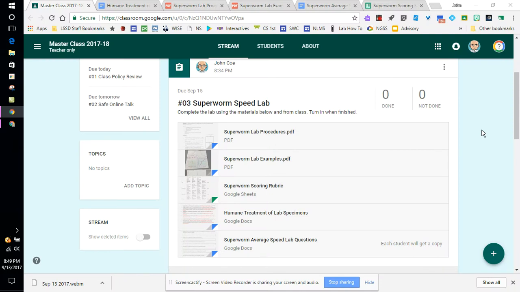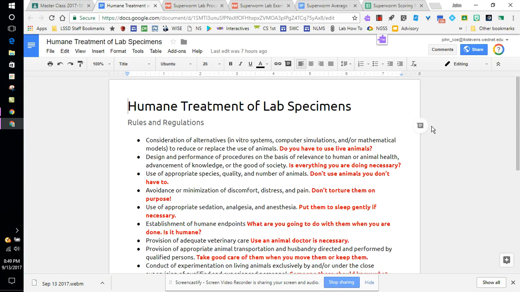Task 03, Superworm Speed Lab. In order to accomplish this task, you're going to be working in groups in the classroom, and your first consideration is, before you get your specimen, there's some humane treatment that lab scientists all agree upon, and they're written here. I added some questions or comments in red to make this kid-friendly language, so you're going to look over that. Be sure to follow each and every one of those rules and regulations.